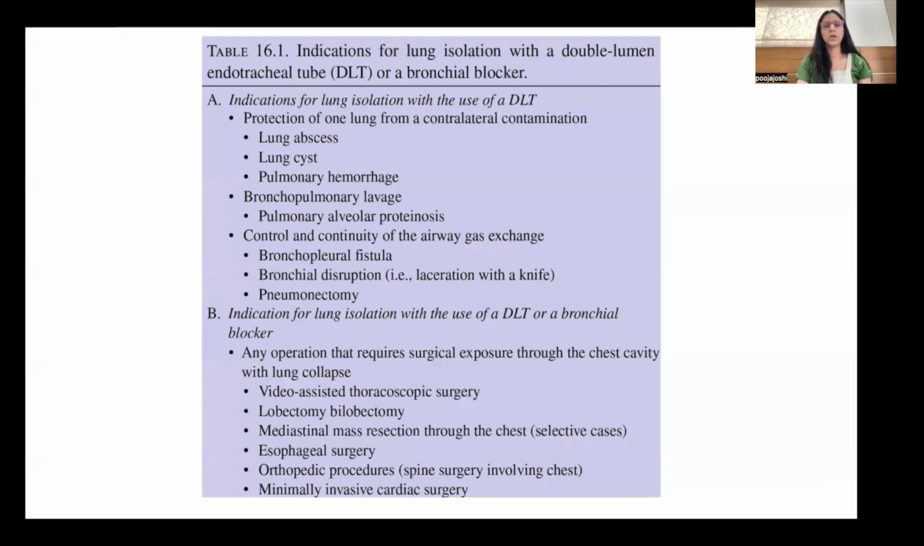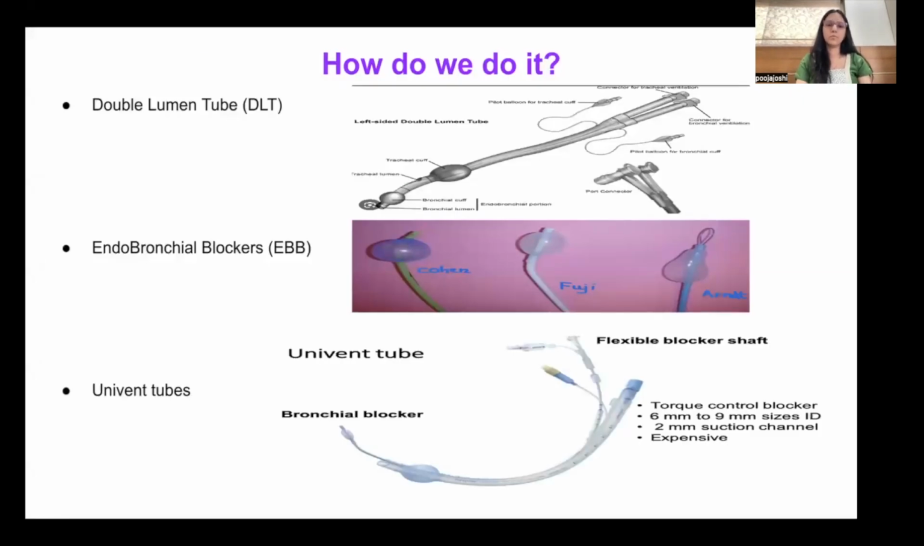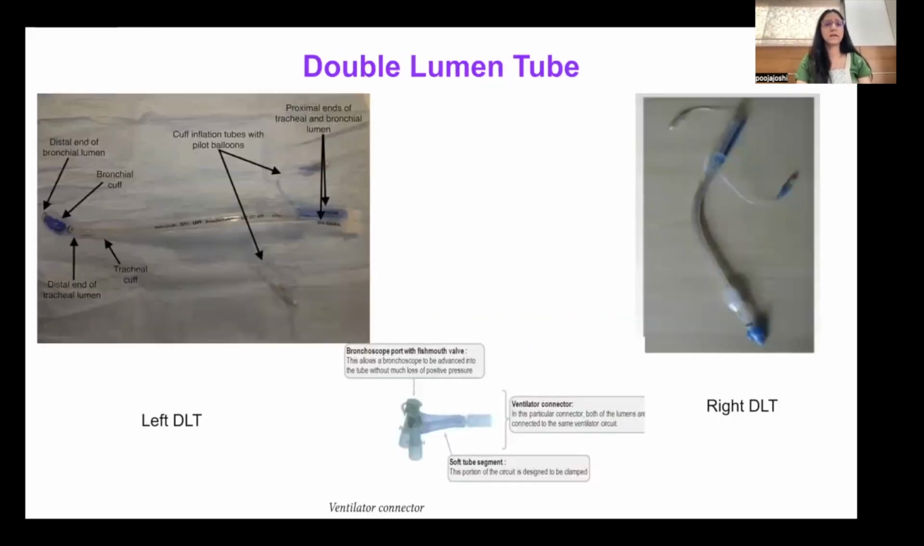Lung isolation can be achieved with the use of a DLT or bronchial blocker in the relatively indicated cases. Those are the surgeries that require surgical exposure through the chest cavity with a lung collapse, like VATS, lobectomy, mediastinal mass resection, esophageal surgery, spine surgeries, and minimally invasive cardiac surgeries. We do it with the use of double lumen tubes, endobronchial blockers, and univent tubes. In case of emergency like chest trauma, you can also insert the single lumen tube far deep inside to achieve single lung ventilation.